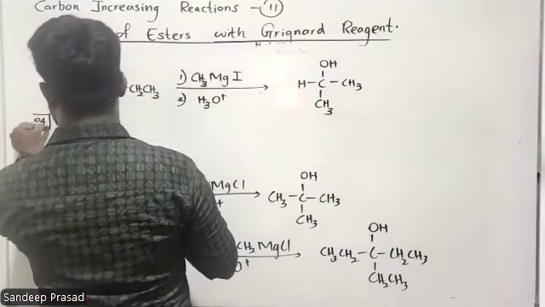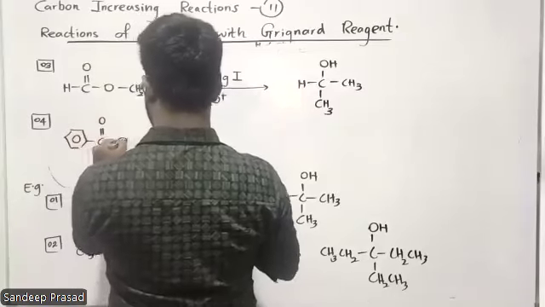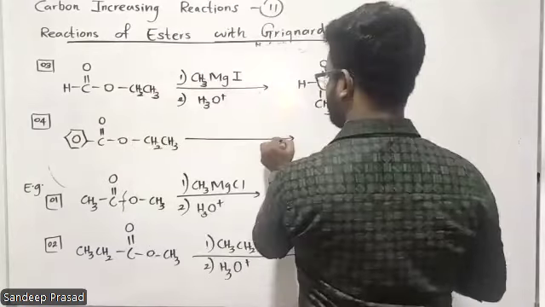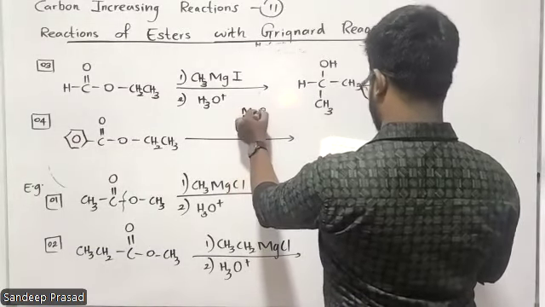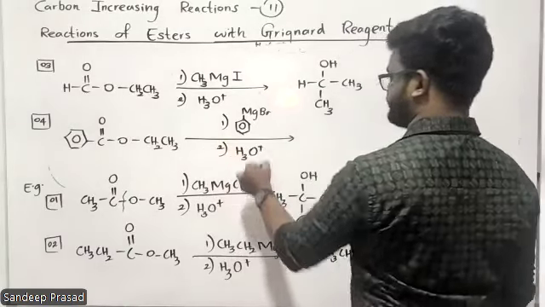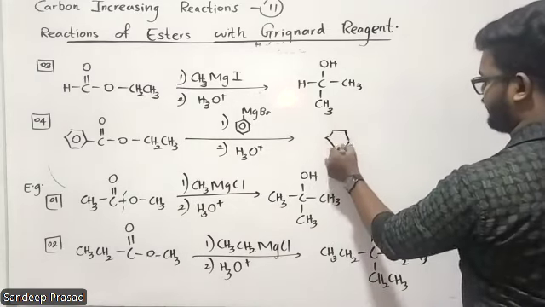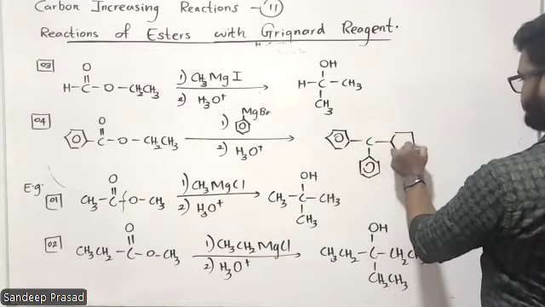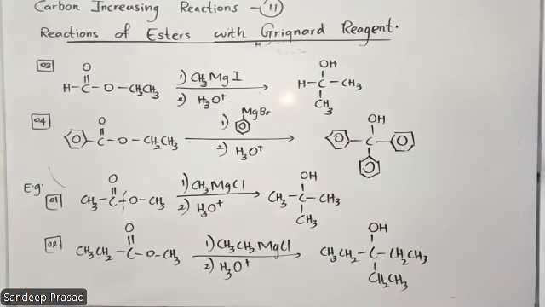Number 4. This is an ester containing a phenyl group. Phenyl magnesium bromide in the presence of H3O plus. So therefore, the phenyl group is connecting to that carbon atom two times. Then this is a triphenyl compound, right? OH in this.